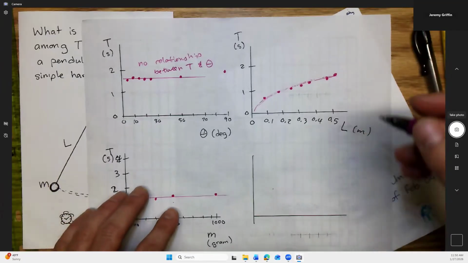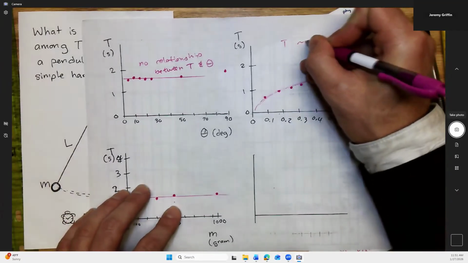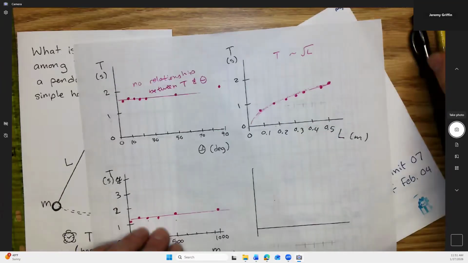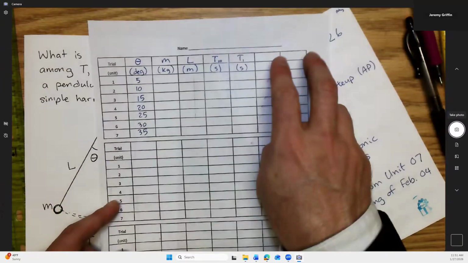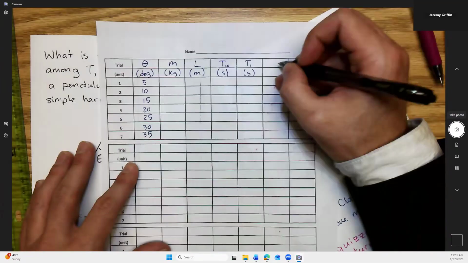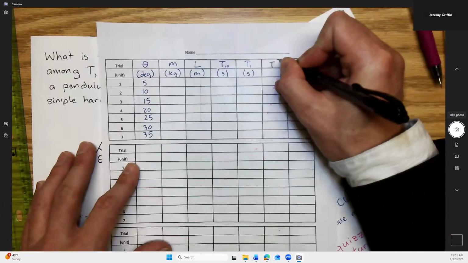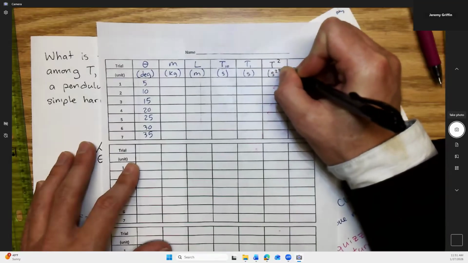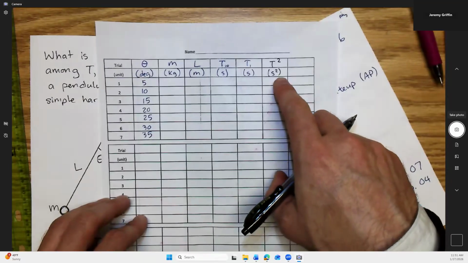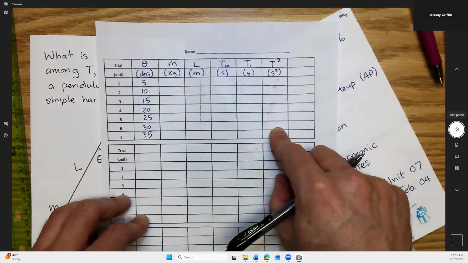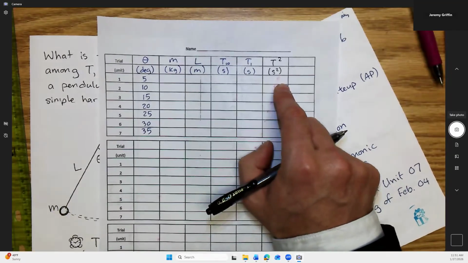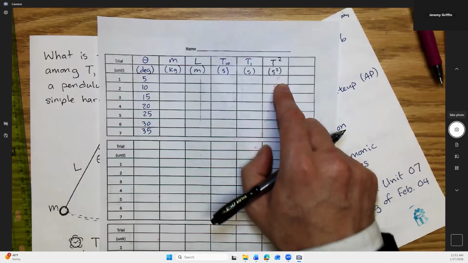So I'm suspecting time period is proportional to the square root of length. Okay. Now, guys, what we're going to do next is go back to the table. You remember I gave you some length columns? Let's do time period squared, and the unit is going to be square seconds. Everybody go ahead and do this. Square all your time periods. For example, if it was 0.8 seconds, 0.8 squared is 0.64, and that'd be square seconds. Go ahead and do that.